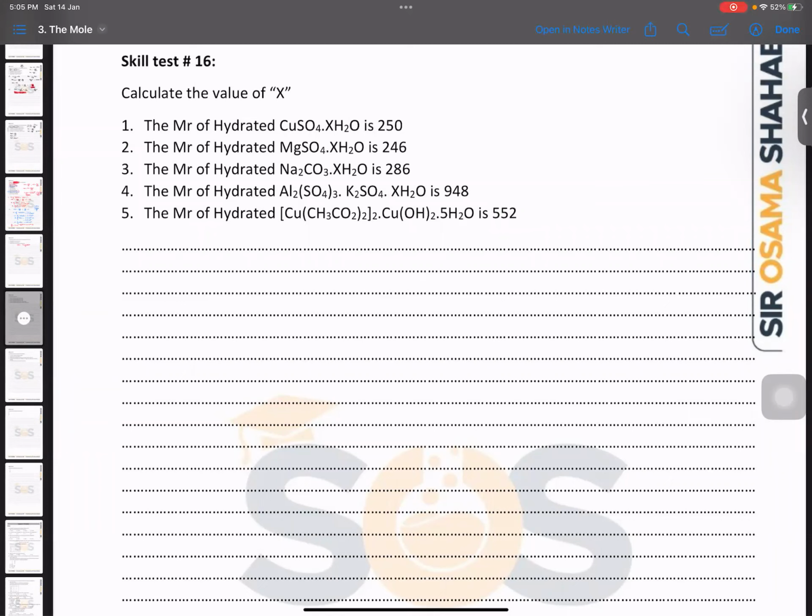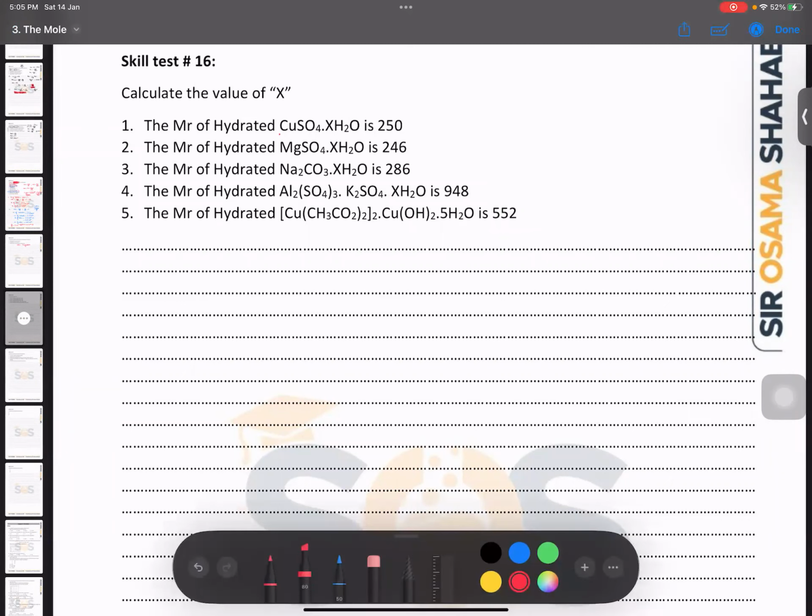Question number 1 is saying that you have copper sulfate, and over here you have X water molecules. And you can see the total MR of the substance is also given to you. The total MR is actually 250. So we just need to find the value of X, which is, I think, the simpler thing we can do for 2 marks, right? So let's see how we can solve this.